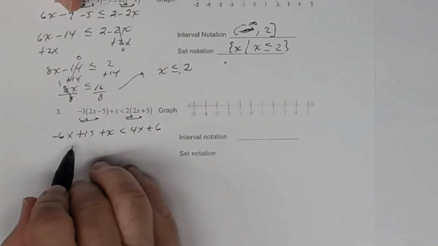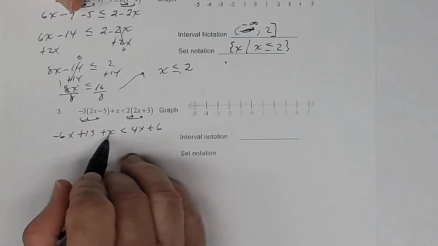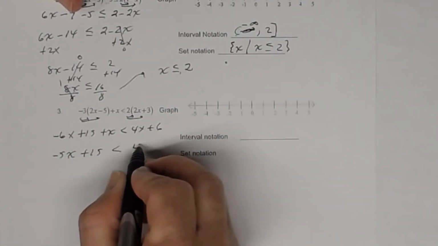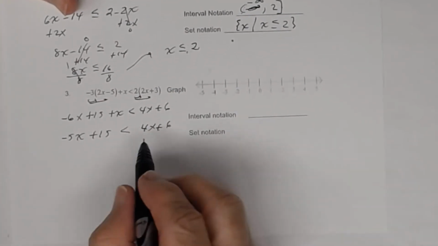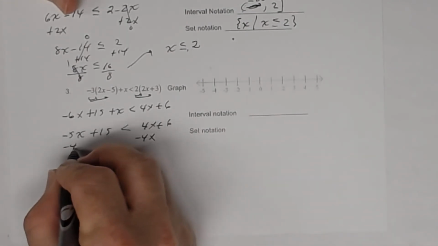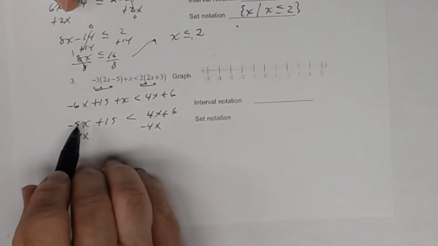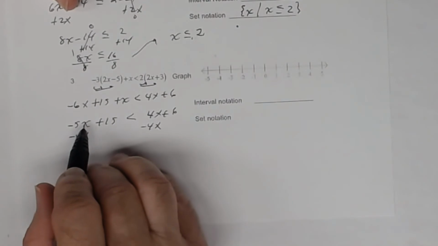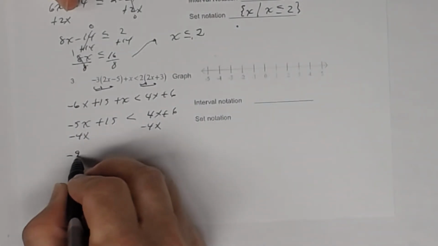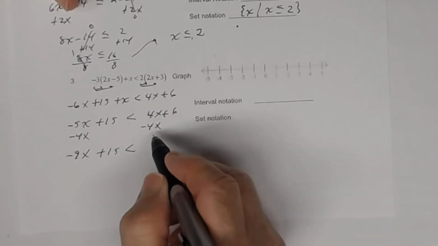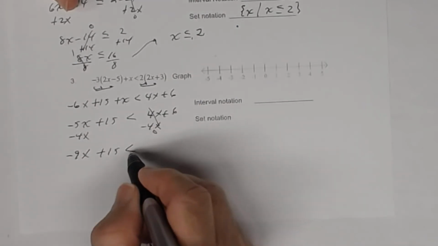Combining like terms on the left, I know that a negative 6x and a positive x, positive 1x, is going to be a negative 5x. I get negative 5x plus 15 is less than 4x plus 6. All right. Let's go ahead and bring the variables to the left-hand side. So I'm going to go ahead and subtract 4x from both sides, just like this. When I combine like terms, notice I'm aligning the like terms. When I combine them now, a negative 5x plus 4x is a negative 9x plus 15 is less than, see, aligning my inequality symbols. This is 0 and then 6.